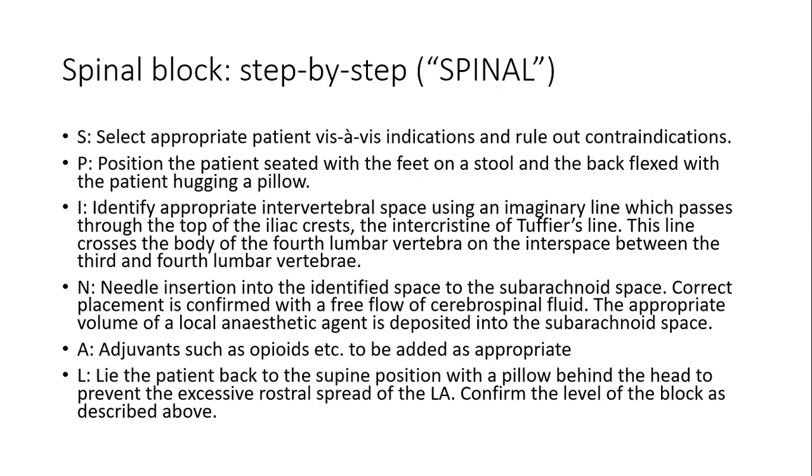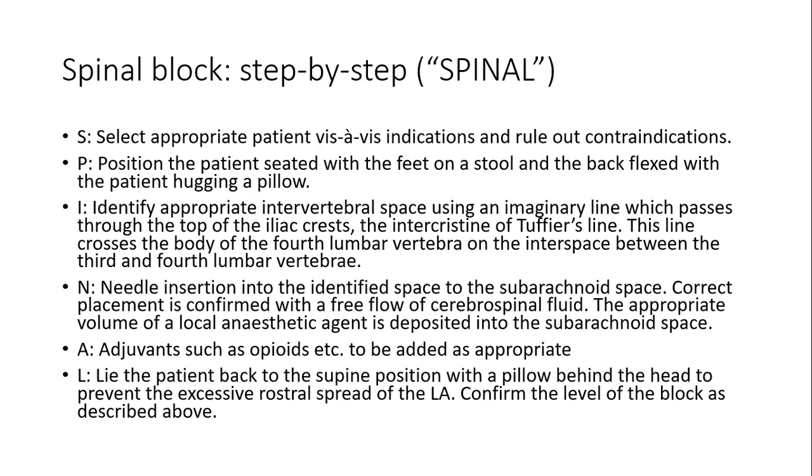You use an imaginary line which passes through the top of the iliac crest, also known as the intercristal or Tuffier's line. Okay. This line is an imaginary line. A lot of times for beginners, you can actually use your permanent marker to just draw a line passing through the iliac crest on both sides. And this line, once you get it a straight line, it crosses the body of the fourth lumbar vertebra, the L4, all right? And then a lot of times it also corresponds to the interspace between L3 and L4.